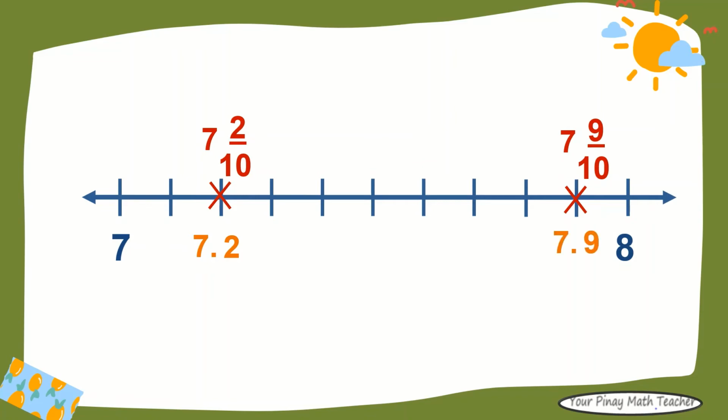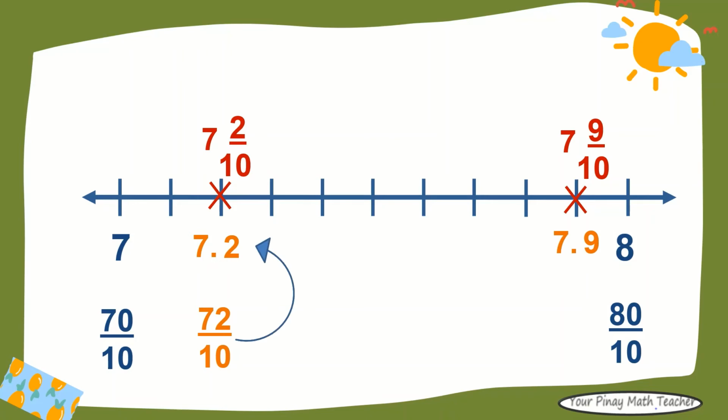We can also make use of equivalent fractions. Since the whole is divided into 10 equal parts, then 7 wholes is equivalent to 70 tenths and 8 wholes is equivalent to 80 tenths. Since 7.2 is second from 7, then it's equivalent to 72 tenths. 72 tenths is also equivalent to 7 and 2 tenths. 10 times 7 is 70 plus 2, 72 tenths. That is why it's also the same as 7.2. 7.9 is also equivalent to 79 tenths.